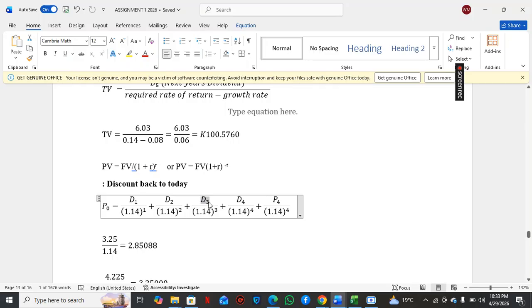The expected dividend for year 3 over 1.14 to the power 3. Then the expected dividend for year 4 over 1.14 to the power 4. Then this here, this P4, I should have put it as the terminal value basically. This terminal value also we're going to discount. Now notice the year that we're discounting it. We're discounting it in year 4, not in year 5.